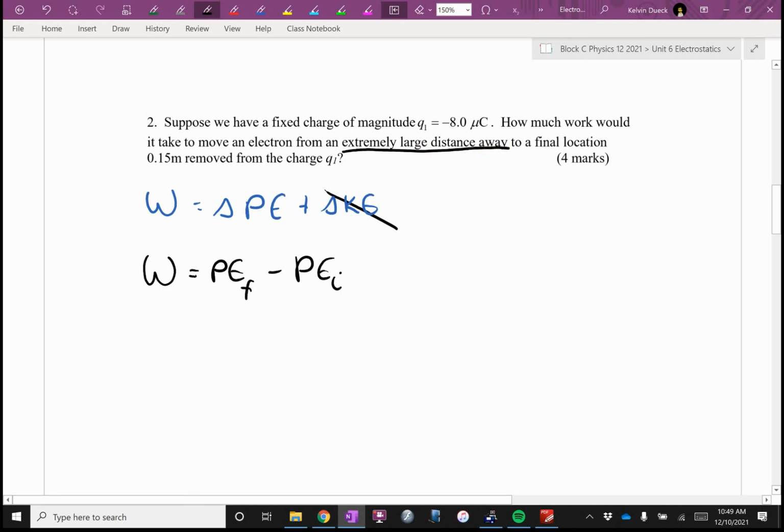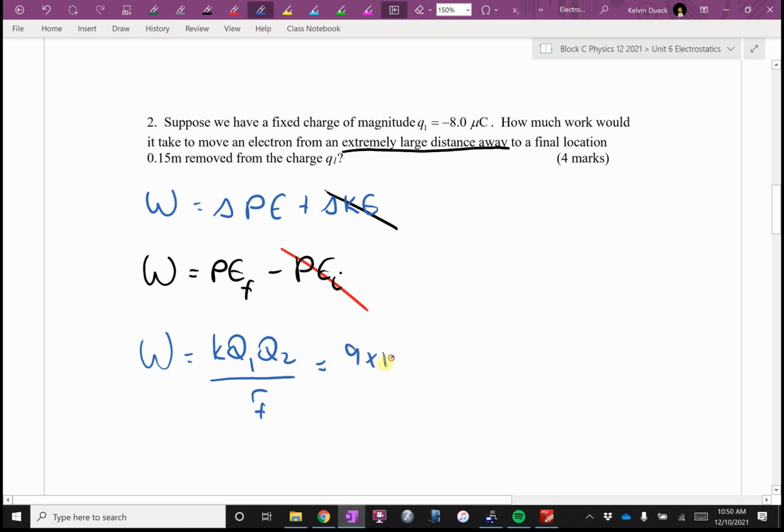What am I trying to suggest there? So am I starting there or ending there? Oh, this became way easier. The work is going to be K Q1 Q2 over r final. Gotta be honest. For 4 marks, this is a bit too easy. If I was giving you this on the test, I wouldn't start you out at infinity. I'd start you somewhere close by so that this wouldn't cancel.